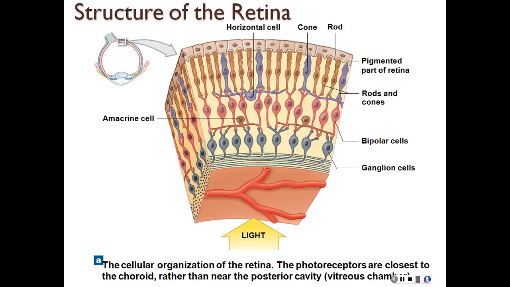And notice the difference between the rods and cones. The rods are reddish, brown colored, and the cones are bluish purple. But the shape of that superior portion is why they're called rods and cones. Okay, so those receptors are activated, and then they transmit the signal.